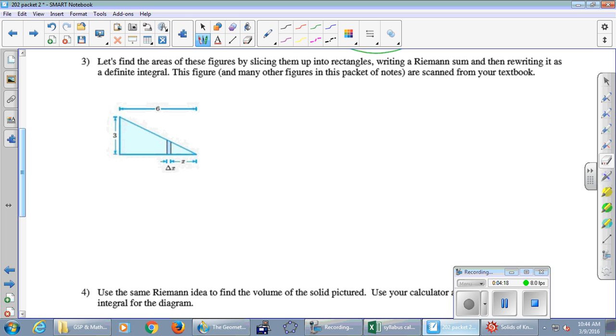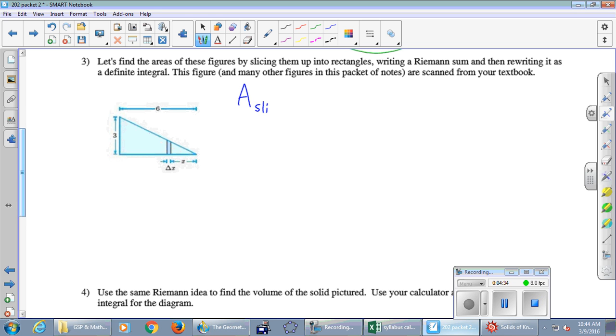So here we go. We're going to take this triangle and slice it up into things that are approximately rectangular, like that thin little vertical thing right there. It's not quite a rectangle, but it's pretty close. And the thinner you get, maybe the closer it would be to being a rectangle. And so here's what we're going to do. We're going to write this.